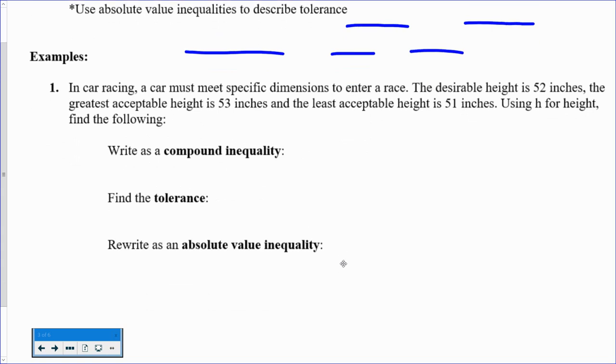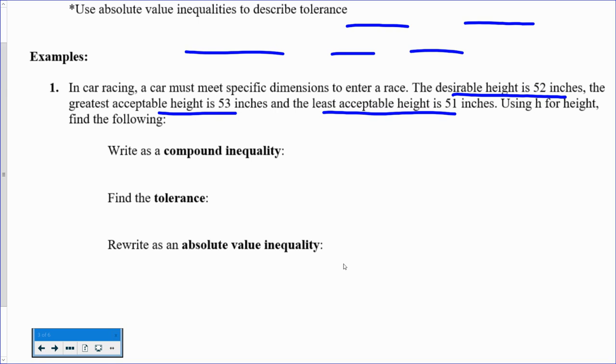So this first example I pulled out of the math book. I did not make this one up. So in car racing, a car must meet specific dimensions to enter a race. The desirable height is 52 inches. The greatest acceptable height is 53. The least acceptable height would be 51. Using H for height, find the following.